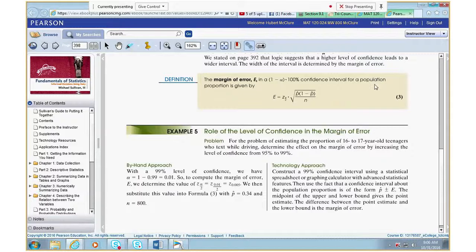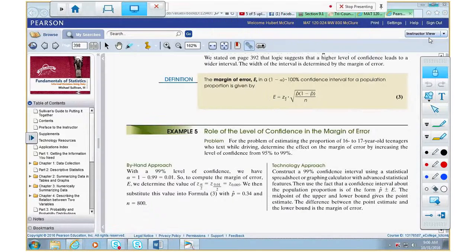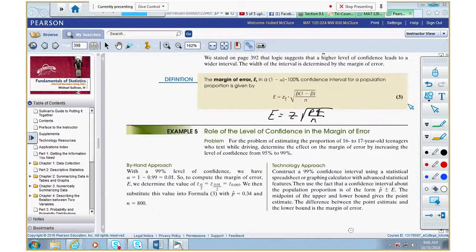You don't have to, because you got it on your card already. That's why I give you that card. And as long as you fill that card out all the way, you won't ever have to worry about looking up anything. E is equal to Z square root of PQ over N. Now that's pretty simple.